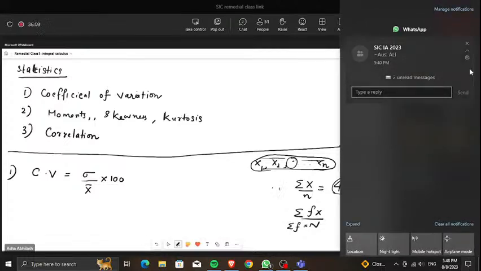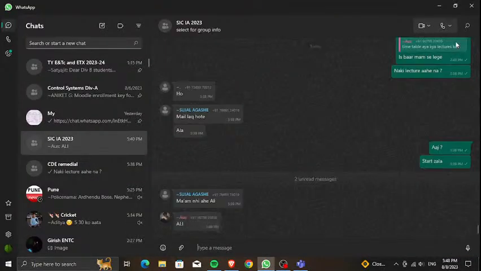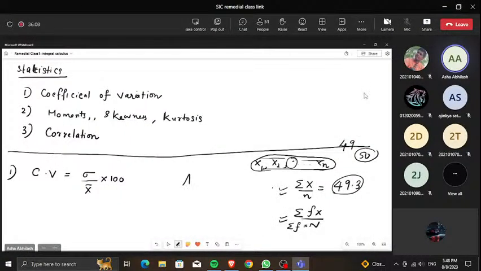Actual mean you can find using summation x by n, or summation fx by n if you have frequencies. If you have an assumed mean method, then actual mean, your x bar, you can find by using the formula assumed mean plus summation fd by n if you have frequencies there, or if the frequencies are not given, then simply summation d by n.